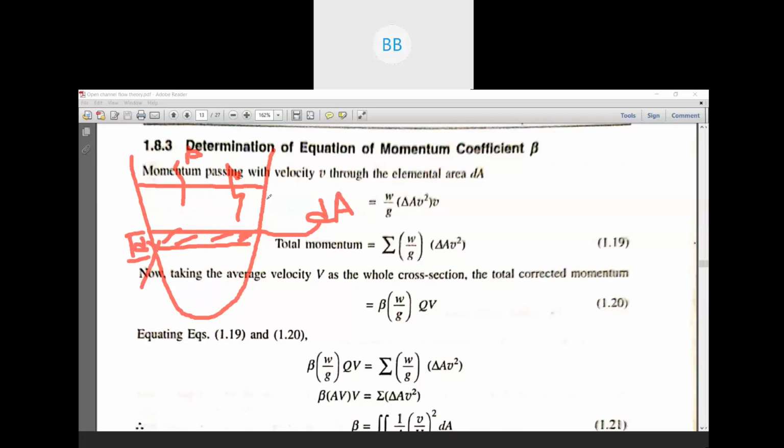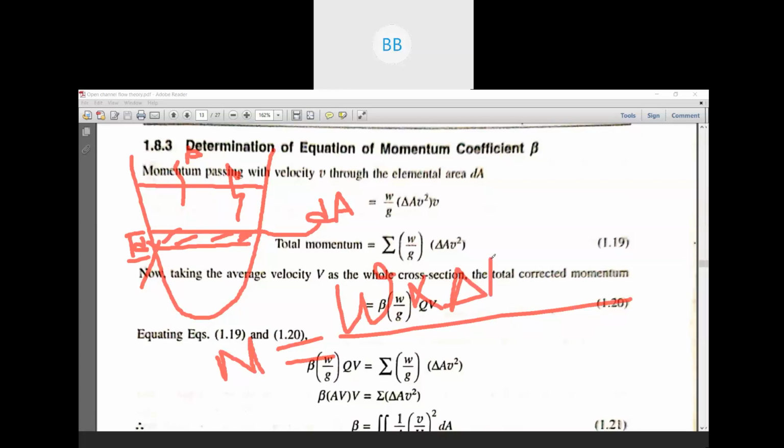So we have to calculate mass again. Mass is equal to weight by gravity, we have already discussed. In place of weight we can write specific weight multiplied by, as we are calculating mass for that particular small or elementary area, that area will be del A, or dA, it's up to you what you want to write, multiplied by velocity, divided by g. This gives you mass.